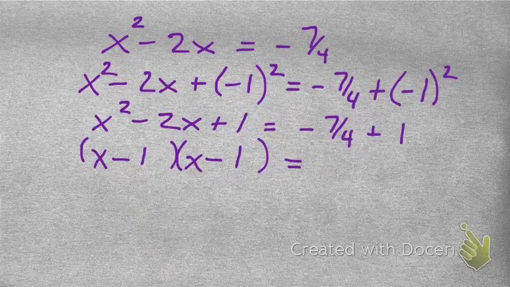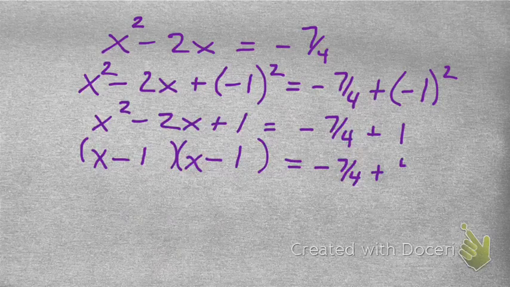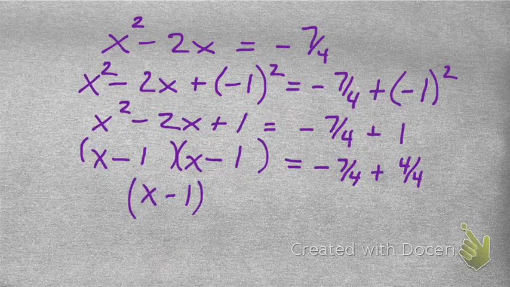On the right-hand side, we can combine like terms. To do so, we need a common denominator. 1 whole is the same as 4 quarters. Back to the left-hand side, we notice that we have the same binomial twice. On the right-hand side, -7 quarters and +4 quarters makes -3 quarters.